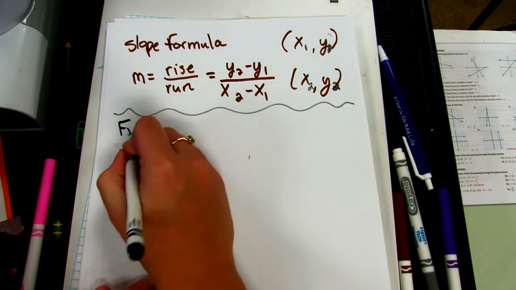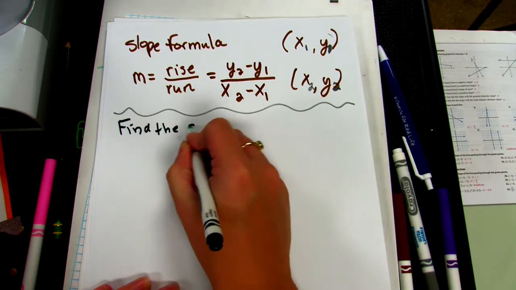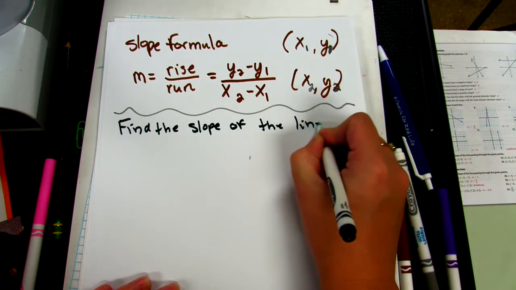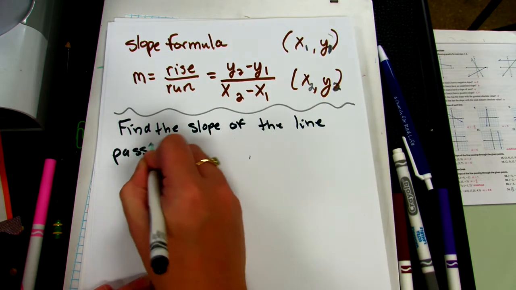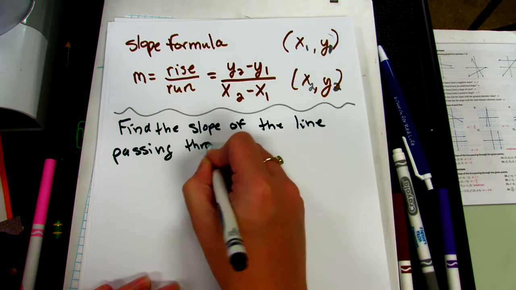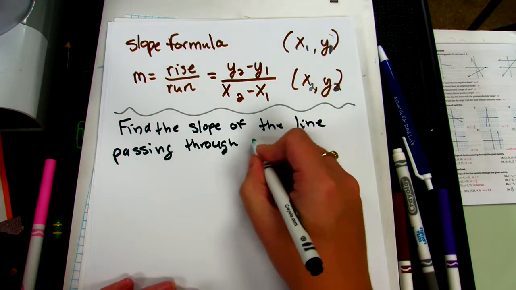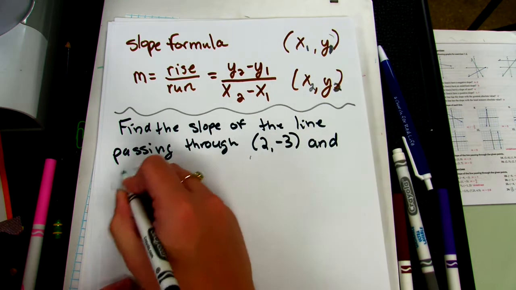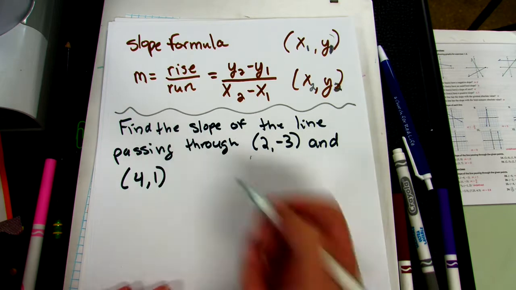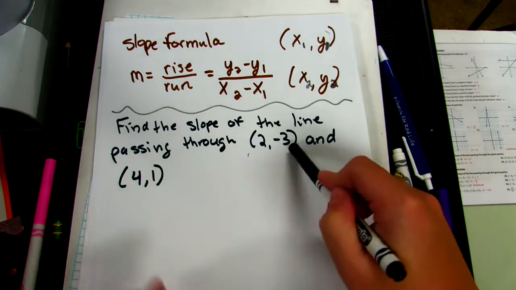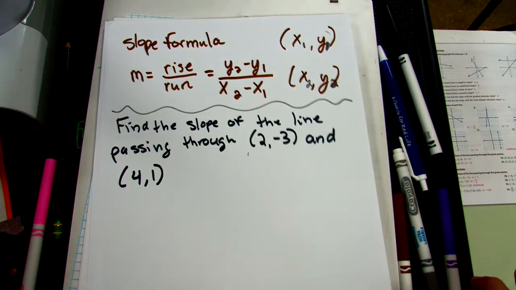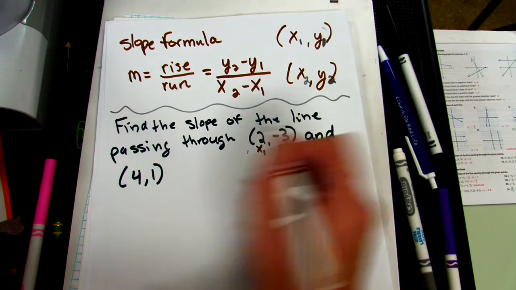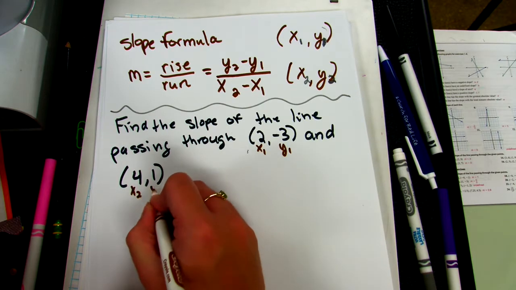I want us to find the slope of the line passing through the points (2, -3) and (4, 1). So again, we have 2 points. We have point 1 and point 2. So we're going to go ahead and label our x's and y's. This is going to become x1, y1, and this will become x2, y2.